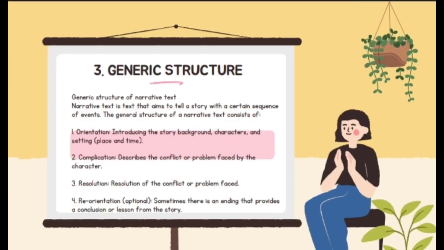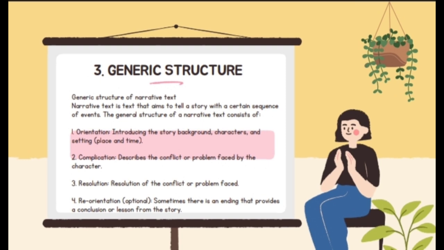Generic structure of narrative text. Narrative text is text that aims to tell a story with a certain sequence of events. The general structure of a narrative text consists of 1. Orientation, introducing the story background, characters, and the setting, place, and the time.